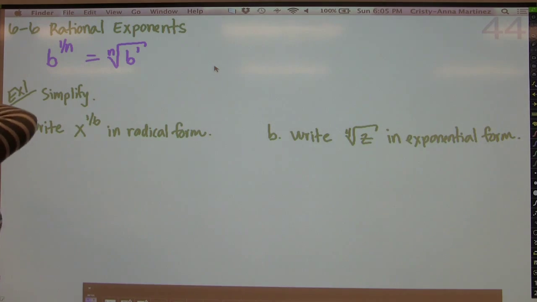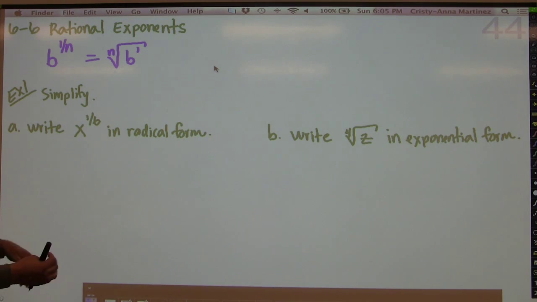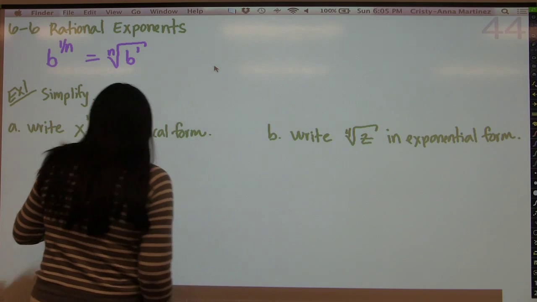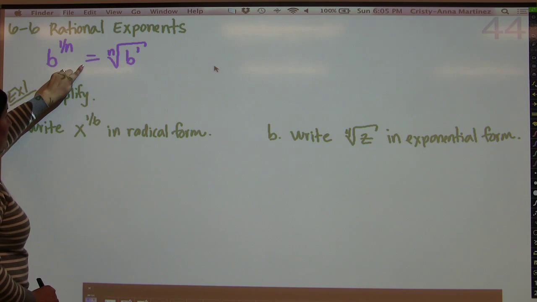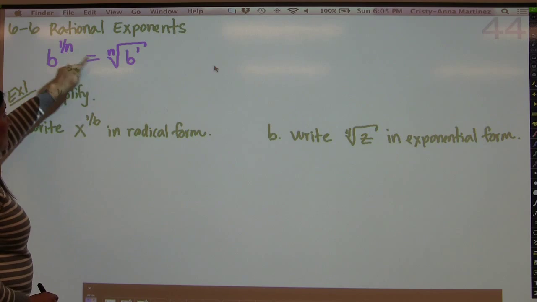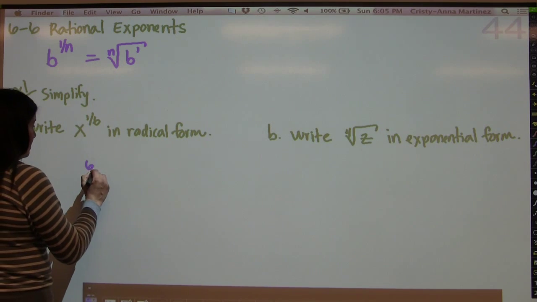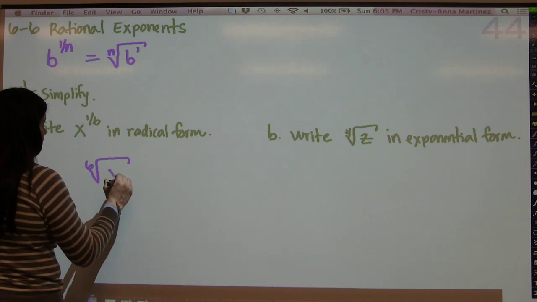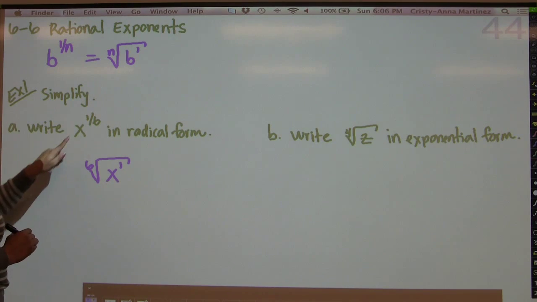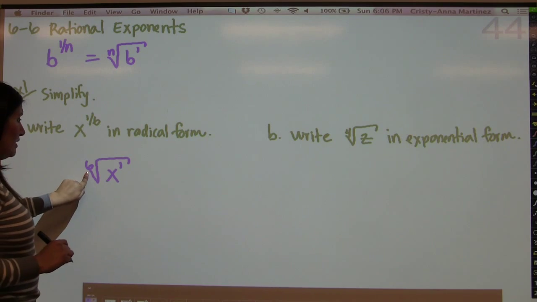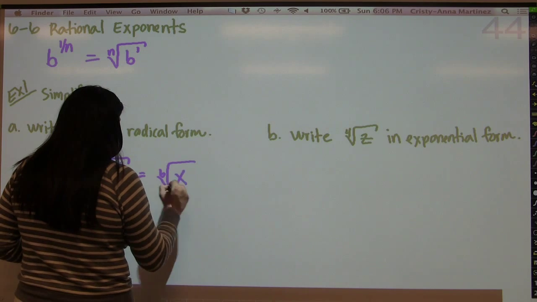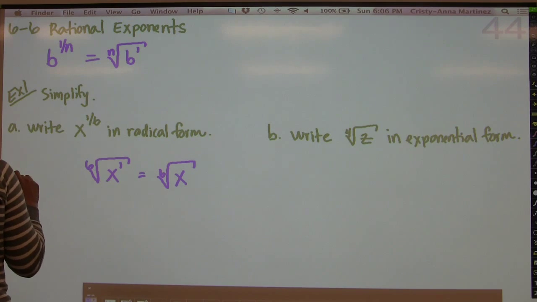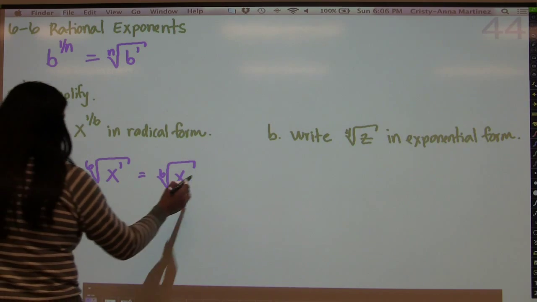So in example 1, real simple, real straightforward. To simplify, they want us to be able to go back and forth between radical form and exponential form. So it says here, write x to the 1/6 in radical form. So all we have to do is remember, like I said up here, the number on the bottom is always going to be the index. So that's 6. So it's going to be the 6th root of x to the 1 power, because the top number is a 1. So 6th root of x to the 1 power, or you could just write 6th root of x. No need to put the actual 1 there, but there you go. All right, this will be our answer there.